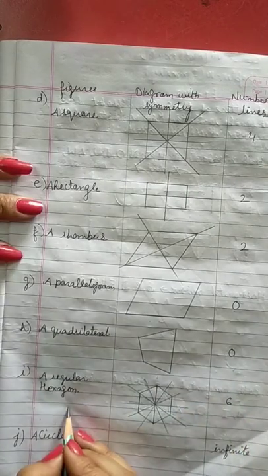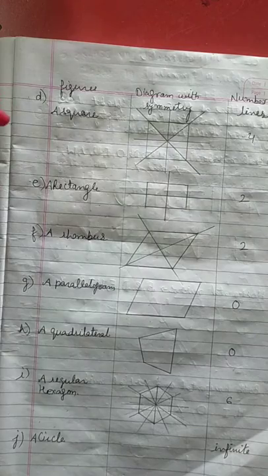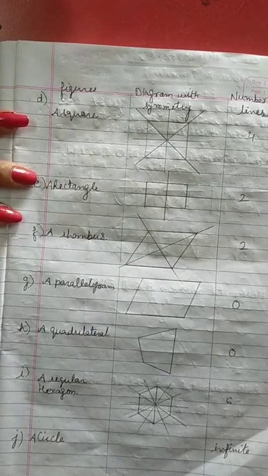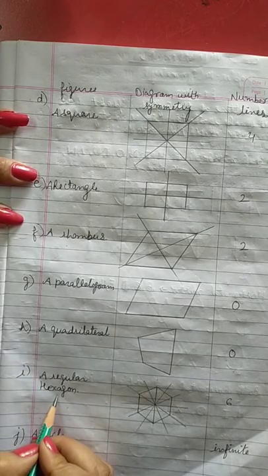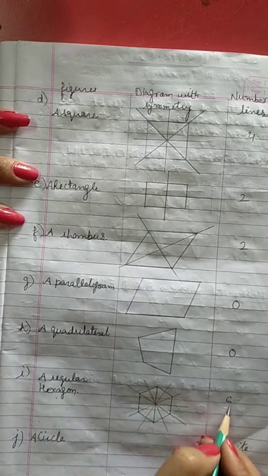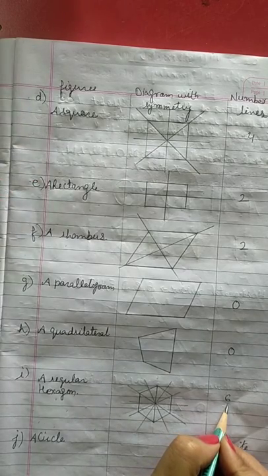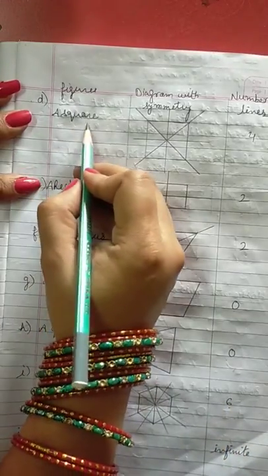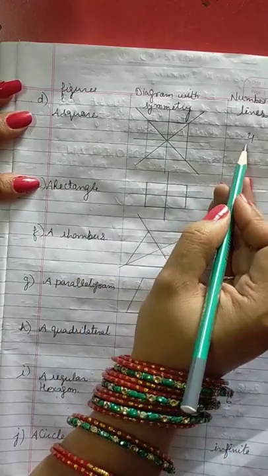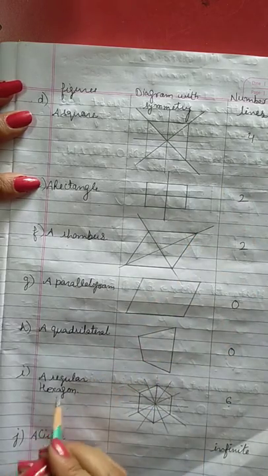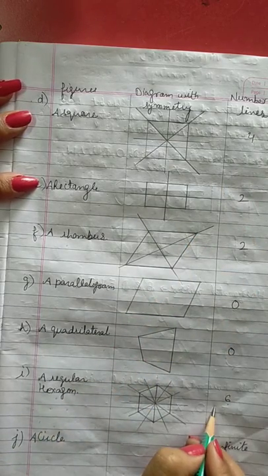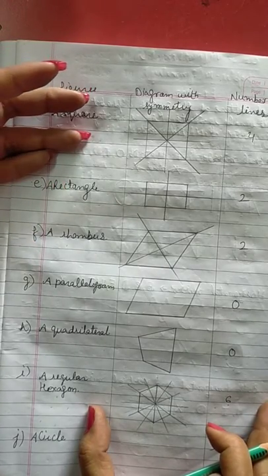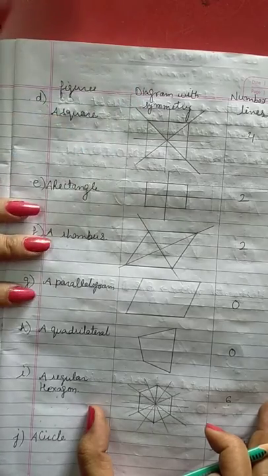Then a regular hexagon. Just remember one thing: regular means all sides are equal. So in a regular hexagon, as there are 6 sides, you can draw 6 lines of symmetry. So remember, an equilateral triangle has 3 lines of symmetry. A square, as all sides are equal, has 4 lines of symmetry. A regular hexagon has 6 lines of symmetry. So when the diagram is regular, it means all sides are equal, and it has that many lines of symmetry.